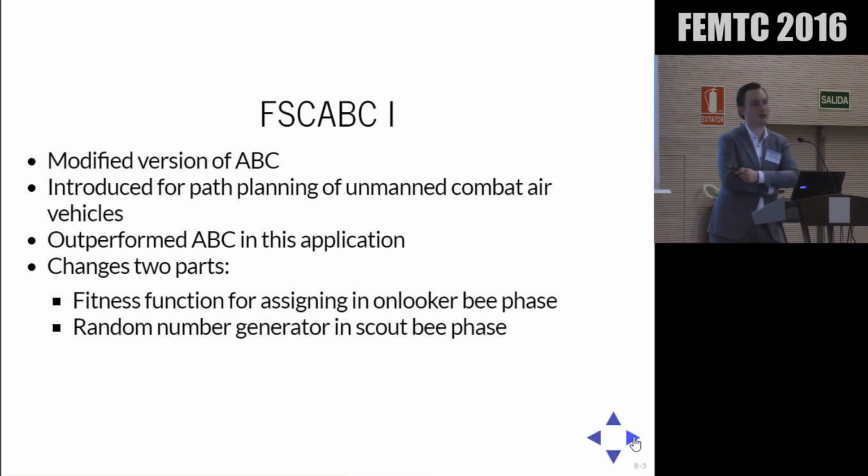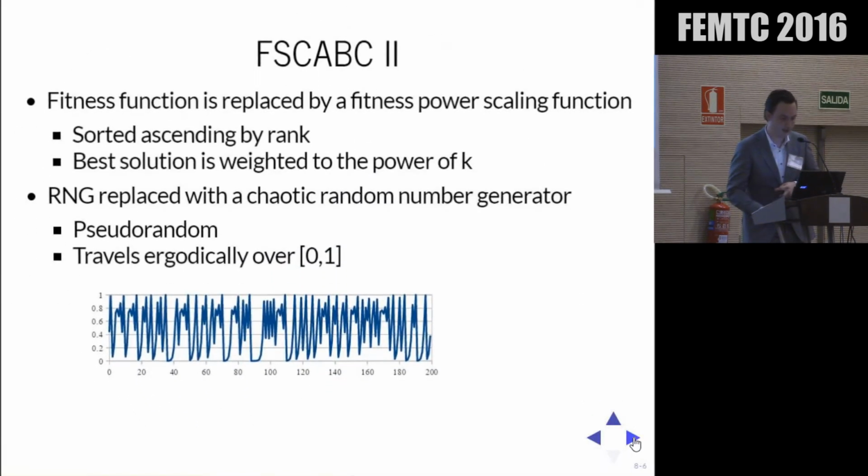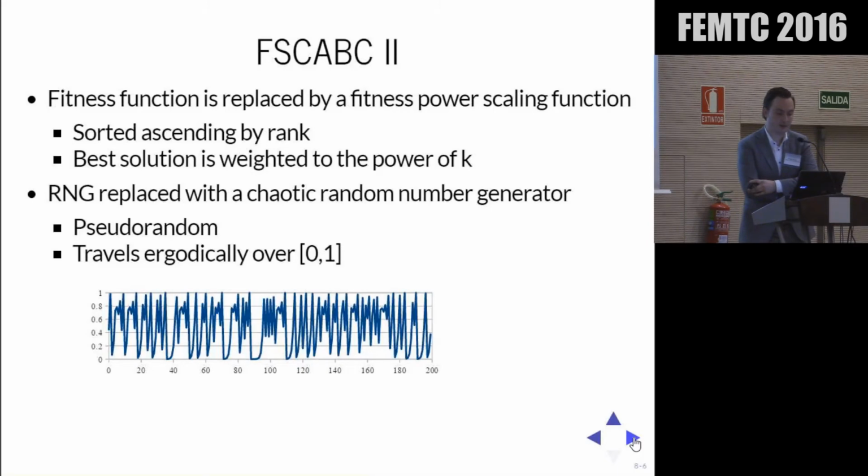FSCABC is a modified version of ABC. It was introduced for path planning of unmanned combat air vehicles. It outperformed ABC in this specific application, and this is why we chose to test FSCABC on that topic. And it changes only 2 parts in the whole algorithm. The first part is the fitness function for assigning this probability distribution in the onlooker bee phase, and the random number generator in the scout bee phase. These are the 2 changes.